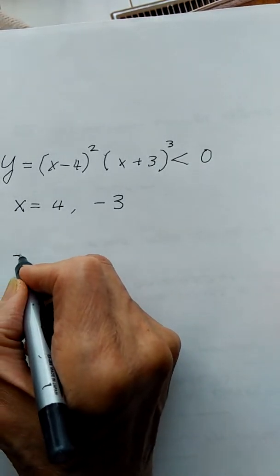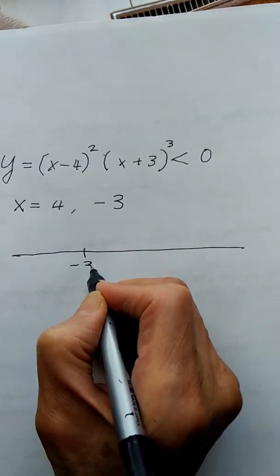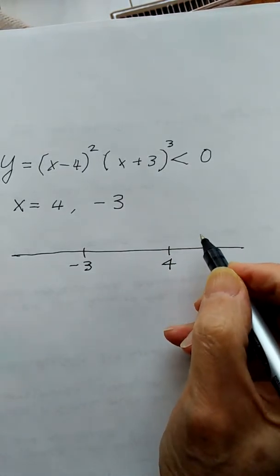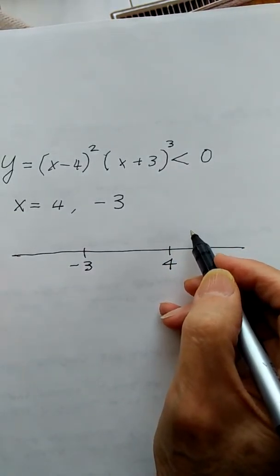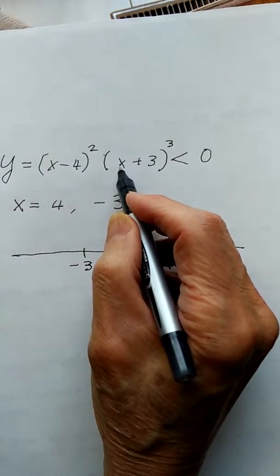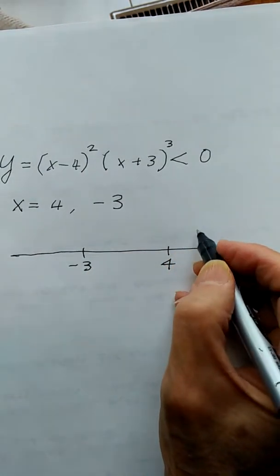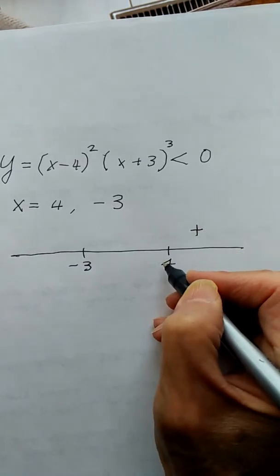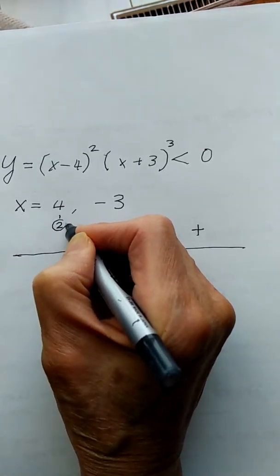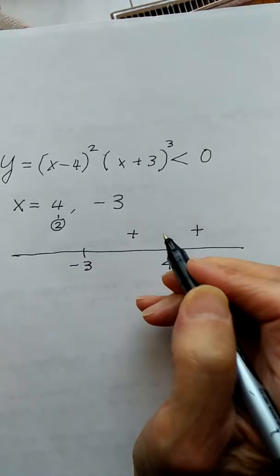Number line, mark down the zeros. -3 and +4. Now I want to put down plus minus signs. Now the highest power, this is the exponent 3, exponent 2, so they are exponent 5, and with a positive sign. So I start with positive. The 4 comes from here, it's order 2. Let me circle this, order 2. Order 2, I do not change sign, so positive and positive.